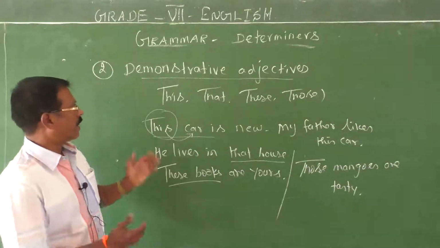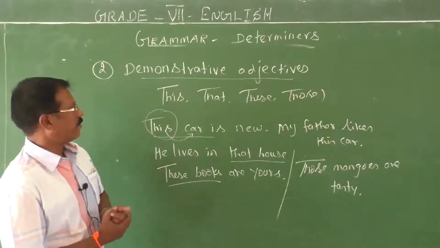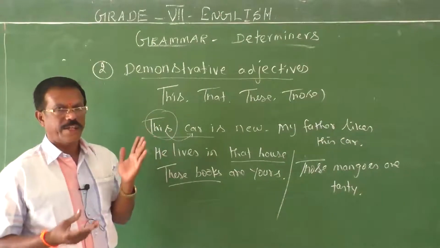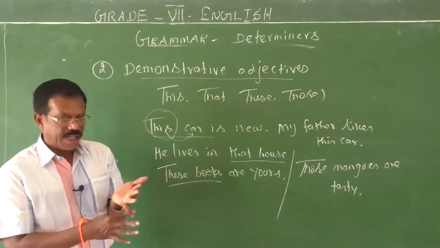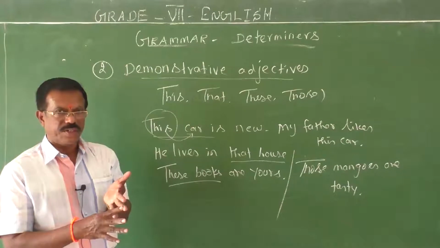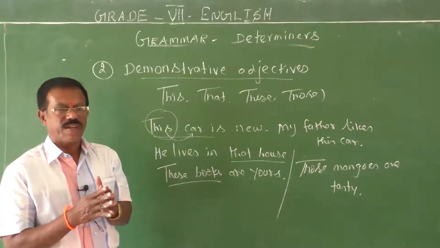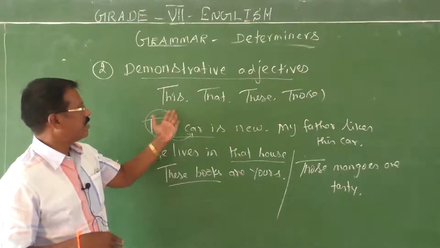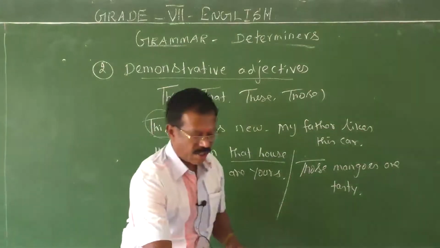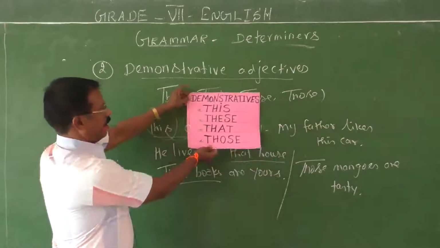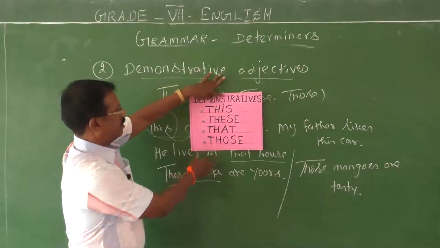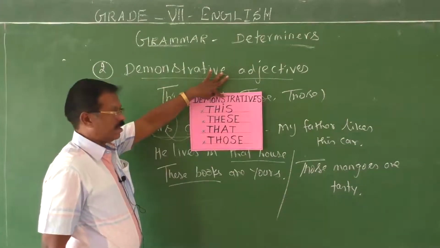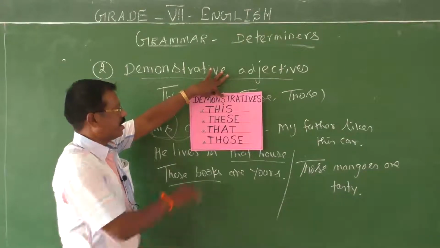Okay children, welcome back to the second part of this determiner. In the first part of this video class, I explained articles, definite and indefinite articles, and the places where we can use such articles. I also taught you demonstrative adjectives: this, that, these and those. See the chart, the list of demonstratives: this, these, that and those. So you learnt all these demonstratives with good examples.